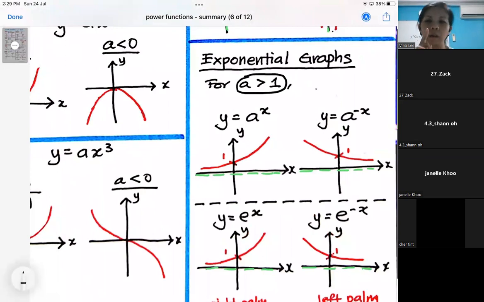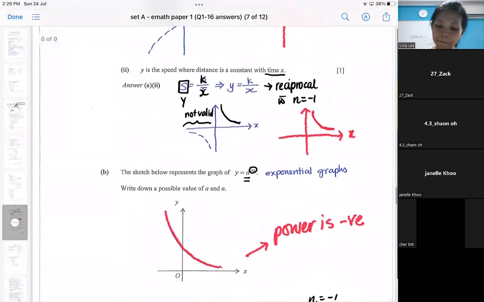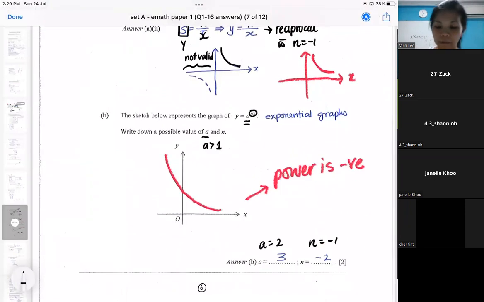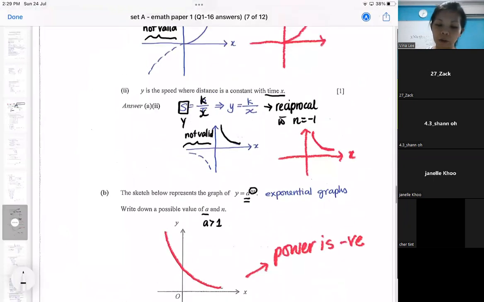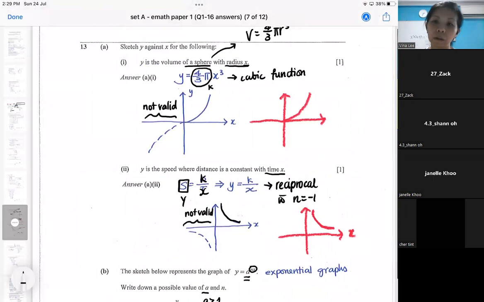I remember one of you chose a equal to 1. I cannot remember who the person is. If you choose a equal to 1, you actually get penalized because the condition is a has to be greater than 1. So you can choose any value. Even if you want to choose 1.5 also can, doesn't matter, as long as a is greater than 1. You can choose 2, you can choose 3. So this whole question 13 falls under the part of power function. The summary is inside the group chat for you to refer.